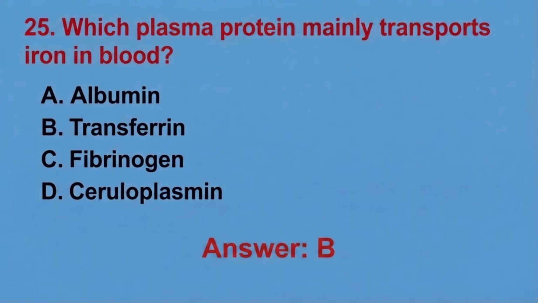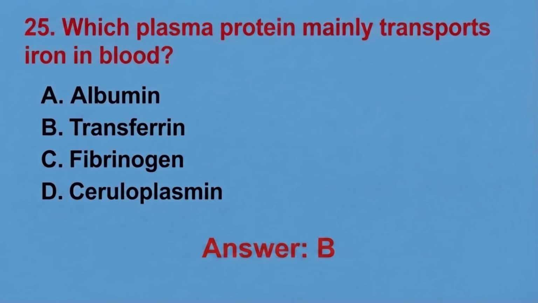Here is an exam tip. Don't confuse these plasma proteins. Transferrin transports iron. Ferritin stores iron. Ceruloplasmin transports copper.